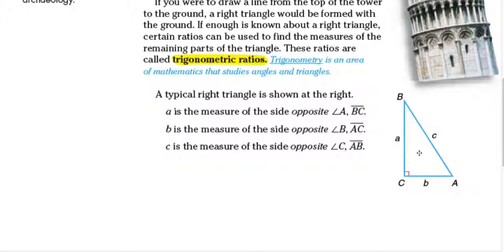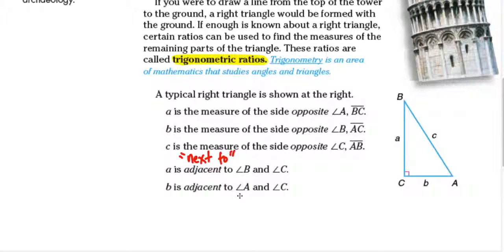The side opposite C will be known by another name, and we will discuss that in a few seconds. We know for a fact that a is adjacent to angle B and angle C. Adjacent means next to. So when you see the word adjacent, just think of the phrase next to. So basically a is next to angle B and angle C. b is adjacent to angle A and angle C. And c is adjacent to angle B and angle A.